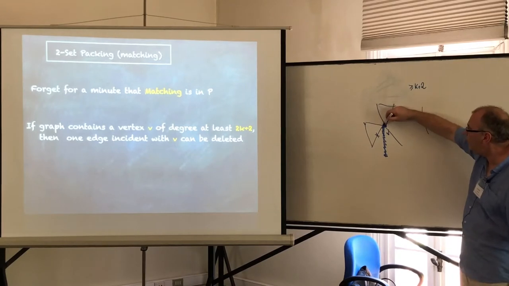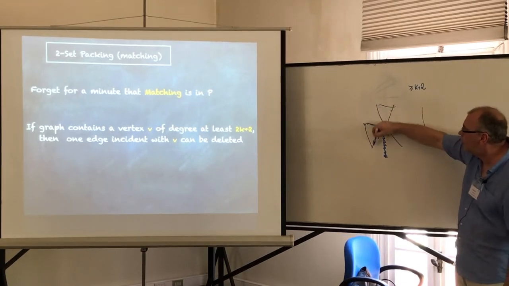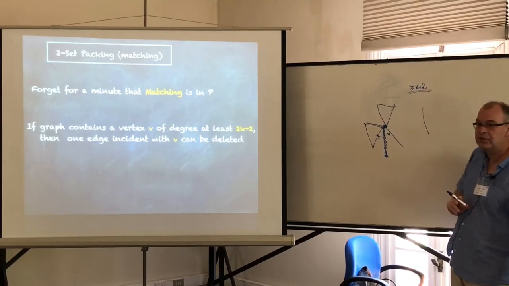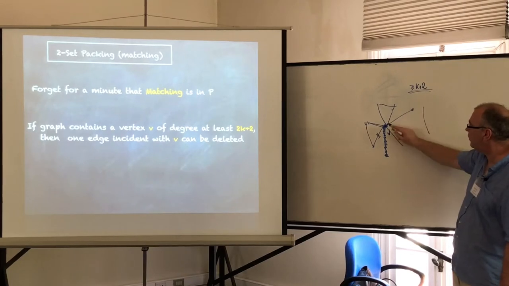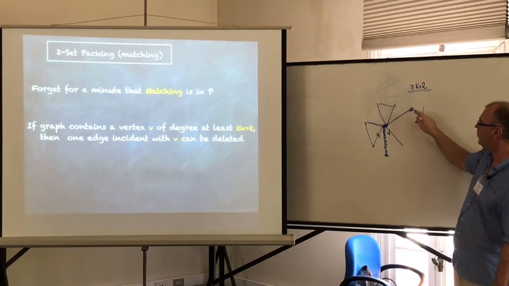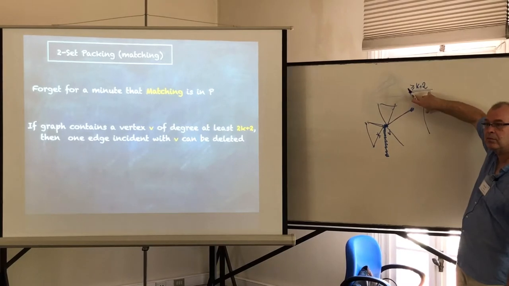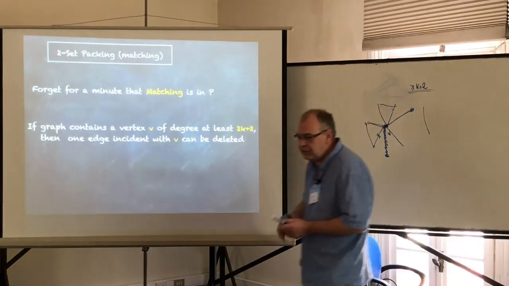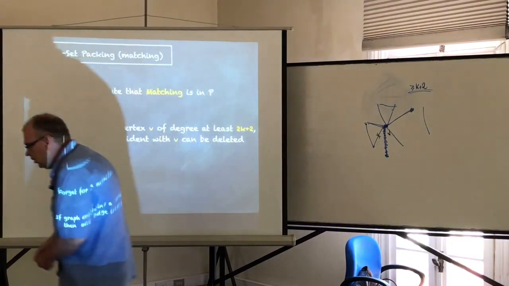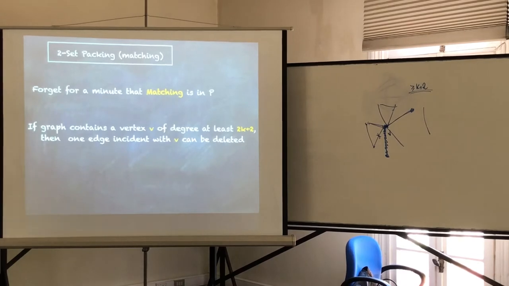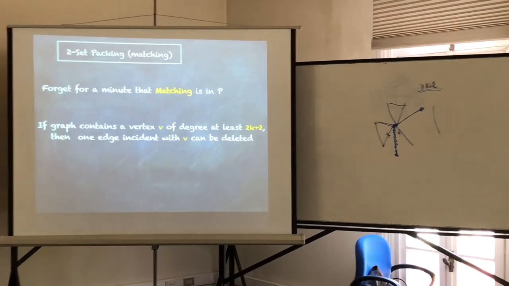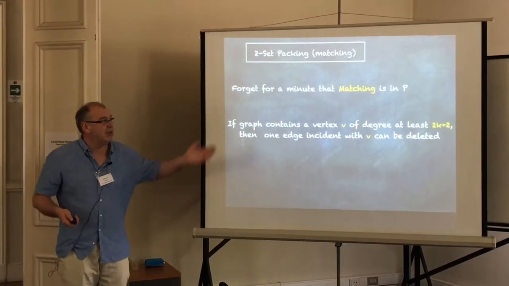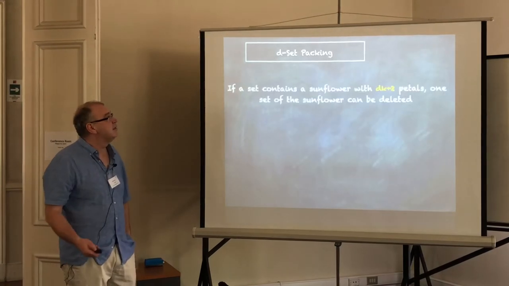then how many edges incident to vertex V are also incident to the vertices of the matching? There I have k plus 2 edges. So there exists an edge incident to V whose second endpoint doesn't belong to any endpoint of the matching, so I can put this edge into the matching. This means if I have a vertex of high degree, I can always decrease its degree by removing one edge, and nothing will be changed. Agree?